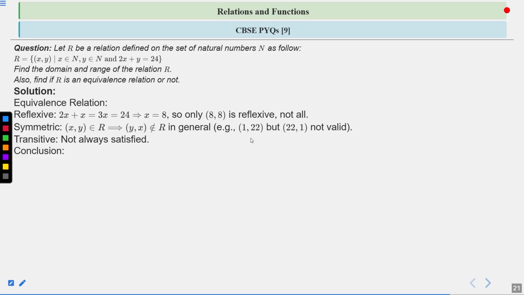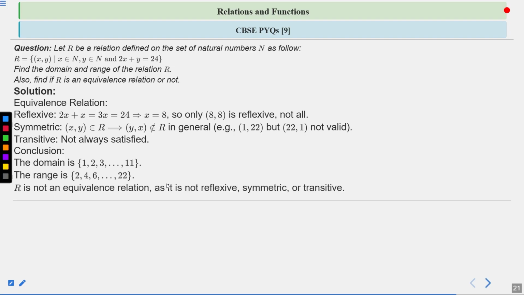So in conclusion, we can say that the domain is 1, 2, 3 till 11, the range is 2, 4, 6 till 22, and R is not an equivalence relation as it is not symmetric, not reflexive, and not transitive. So it is not an equivalence relation. Okay, let us move to the next question.